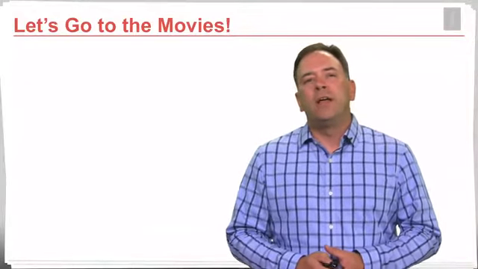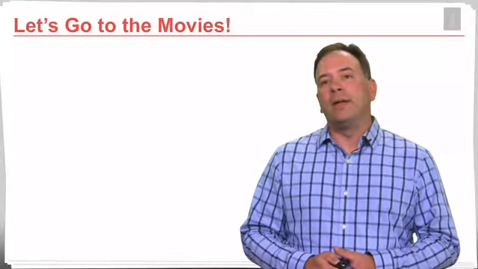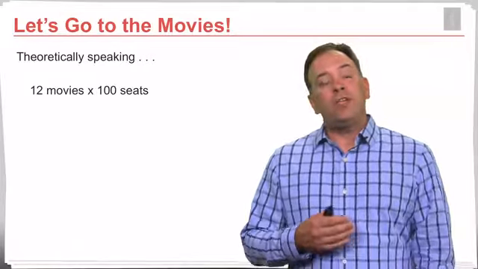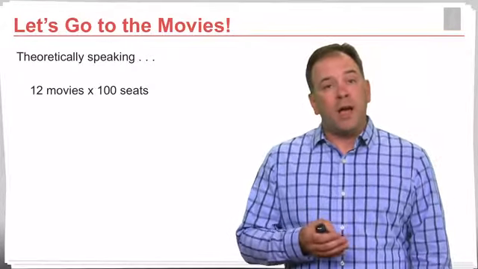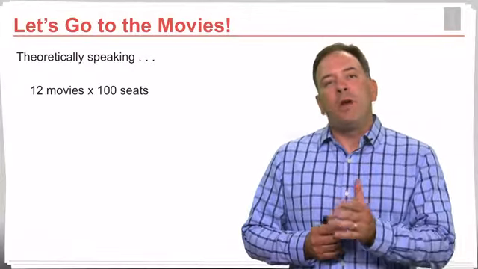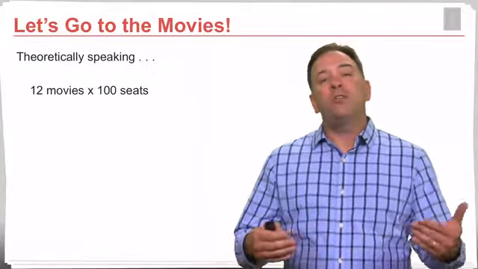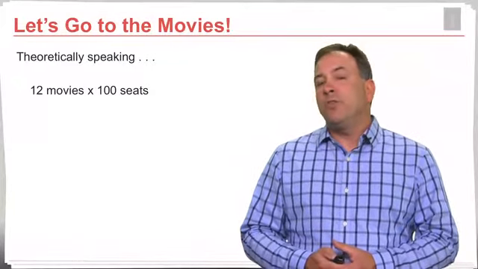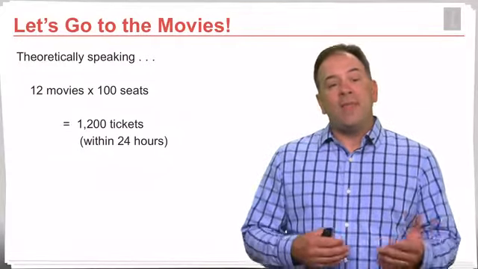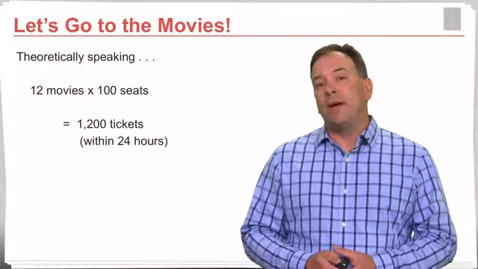So let's imagine how many tickets can we sell in that 24-hour time period. Well, theoretically speaking, in 24 hours, we could show that 2-hour movie 12 times. We could start one at midnight, and then start the next one at 2 a.m., 4 a.m., 6 a.m., etc. And for each showing, we have 100 seats that people could sit in. So theoretically, we have 12 movies at 100 seats apiece within that 24-hour time period. In other words, we have 1,200 tickets that we could sell.